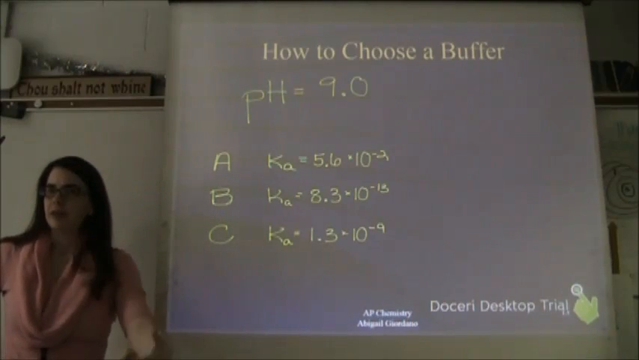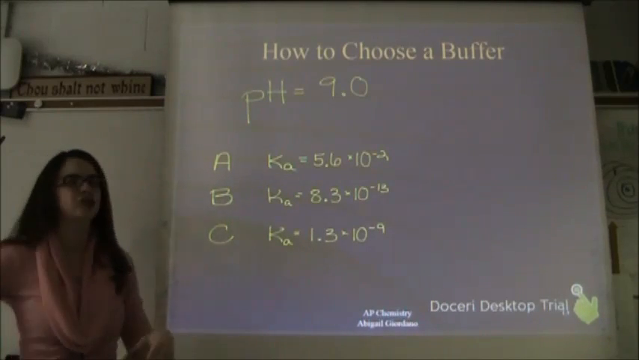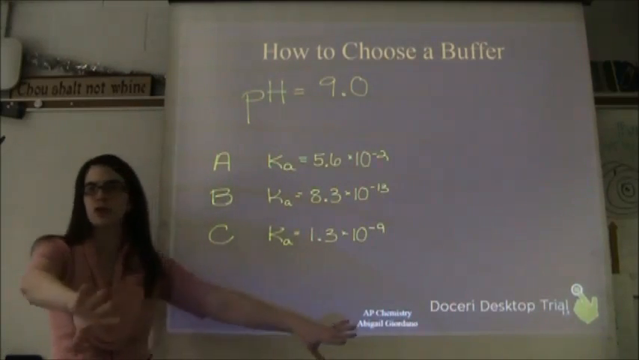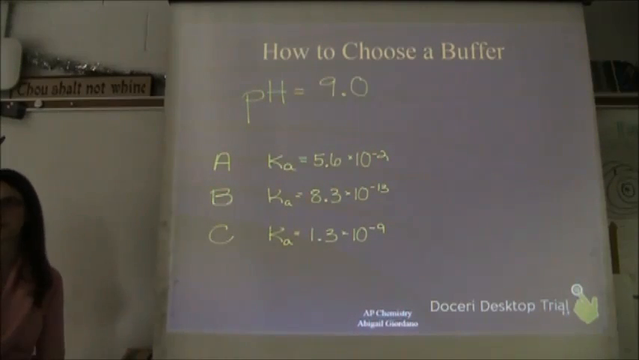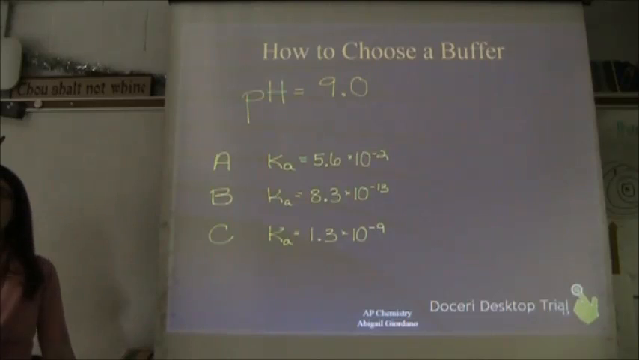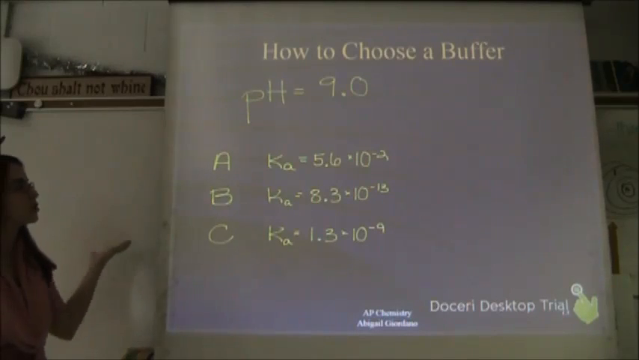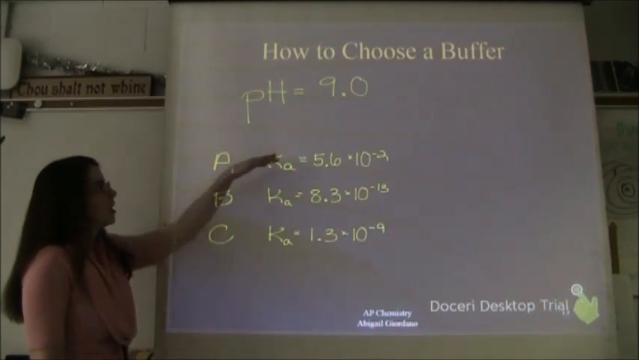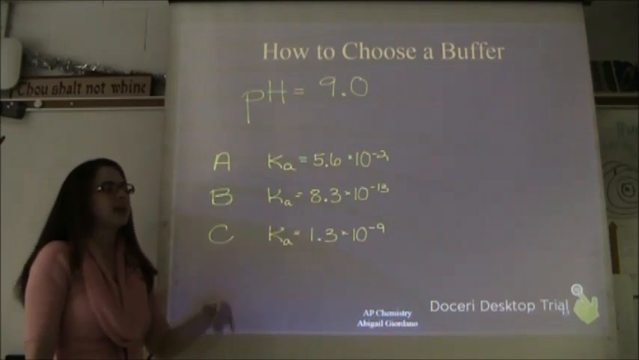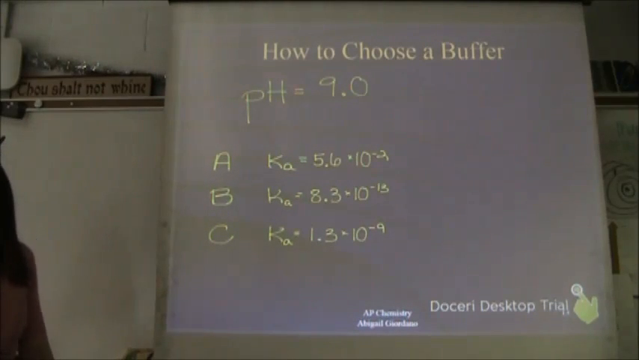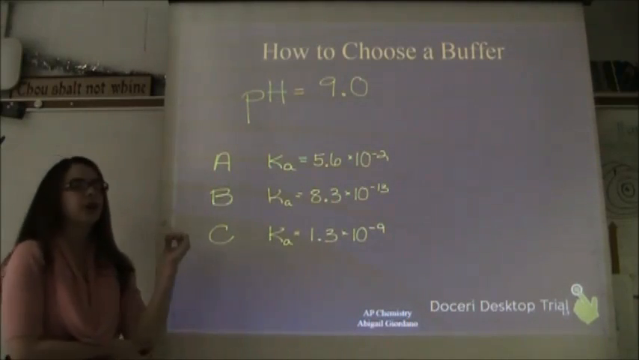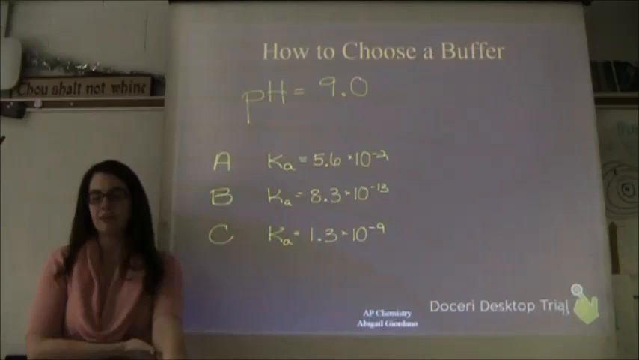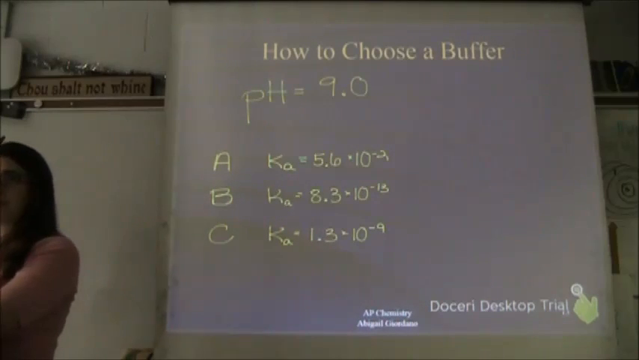And very kindly, your boss doesn't just throw you to the wolves. Your boss gives you 3 choices, buffers A, B, and C. And for each buffer system, you are given a Ka value for whatever the acid is in that buffer system. Here is how you're going to make your choice. I'm going to say something to you. I'll say it twice.